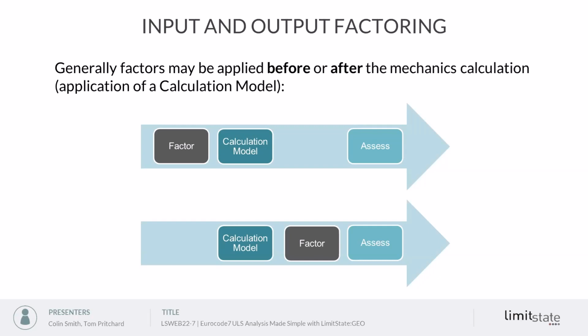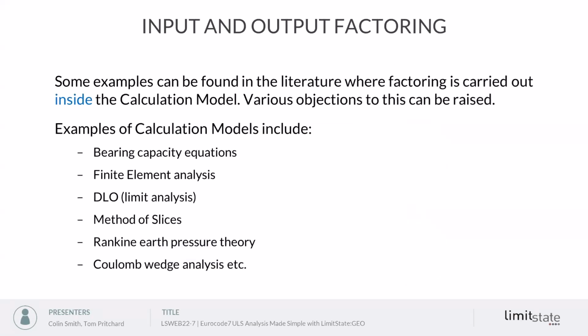Now we're going to focus on the input factoring approach, the first one in this webinar. But just firstly to say that sometimes you can find examples in the literature where factoring is carried out inside the calculation model. This can be very challenging to do in numerical models, and there are various objections you can raise to doing this. So generally it's better to be factoring input or output before or after your calculation model. Calculation models include anything from conventional bearing capacity equations, finite element analysis, DLO analysis, method of slices, Rankine earth pressure theory, Coulomb wedge analysis, etc. They're all examples of calculation models.